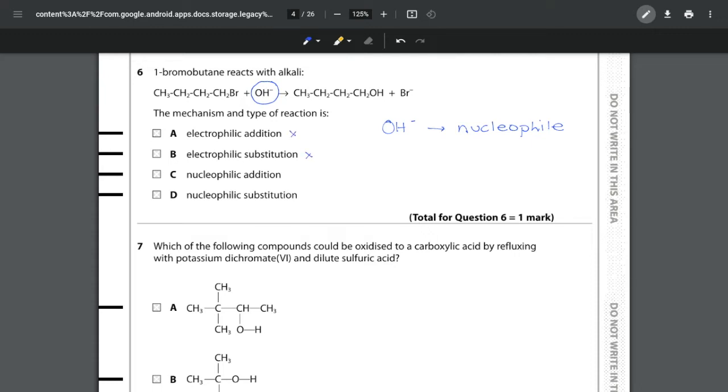And then we have to look, are we adding or are we substituting? And you can see here that we're actually swapping the places of the Br and the OH to make the alcohol and the bromine. Therefore, because these swap, that must mean that this is a substitution reaction. We only get addition reactions when we have double bonds, and there are no double bonds here. Therefore, our answer must be D.